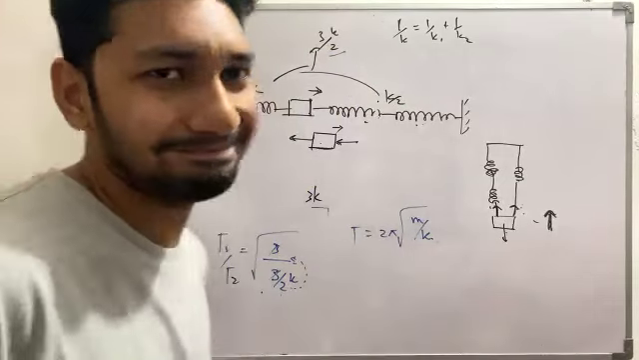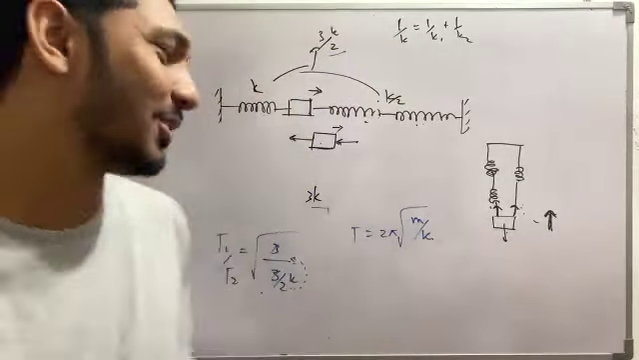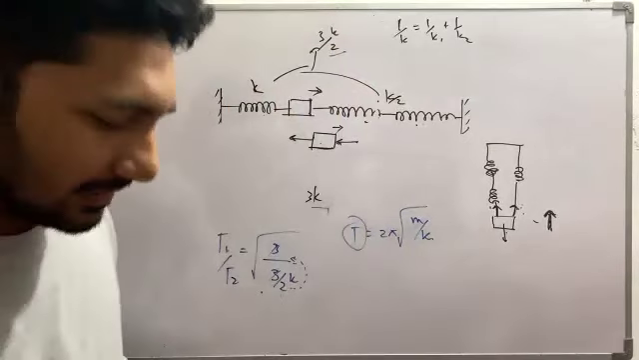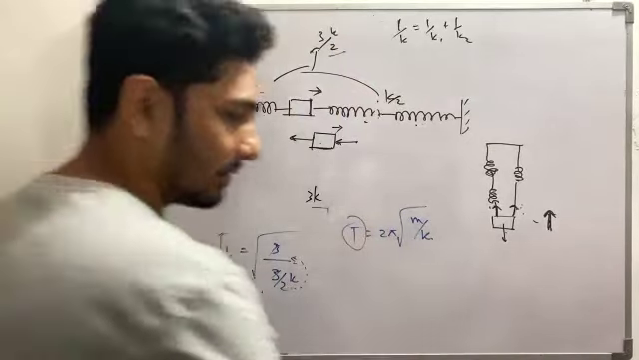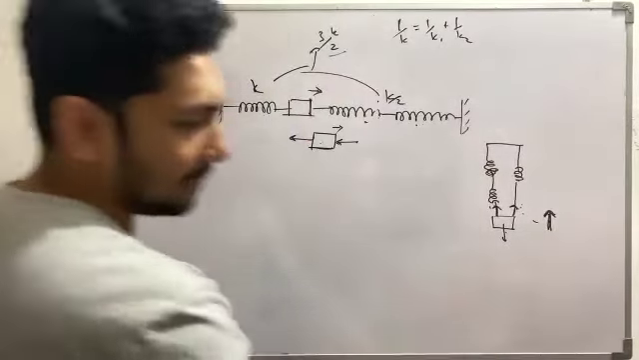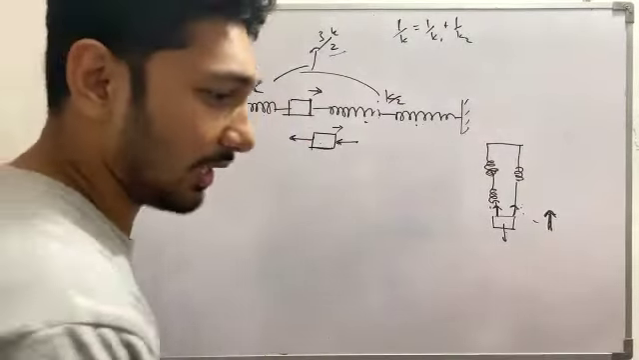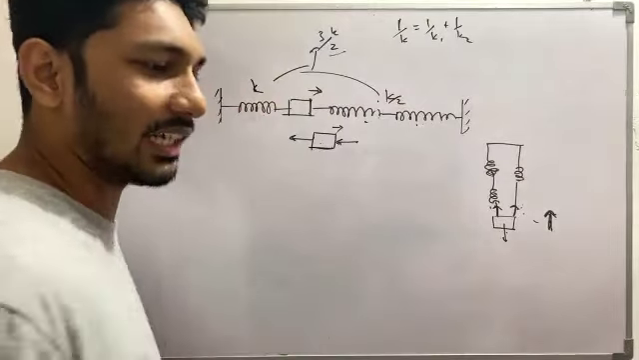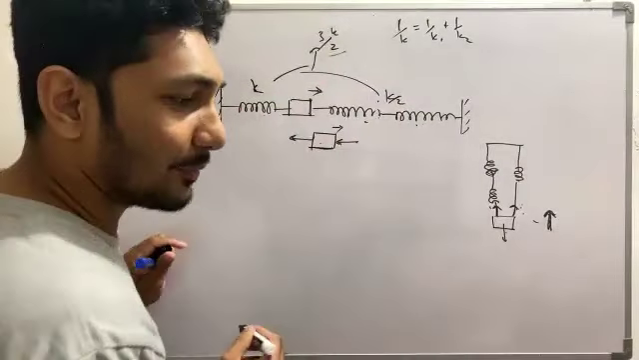I am sorry. They're asking for frequencies. No, I am talking about this periodic time. No, frequencies will be the reciprocal of this equation. No, sorry, I missed that. I calculated it correctly, but I missed this oscillation.